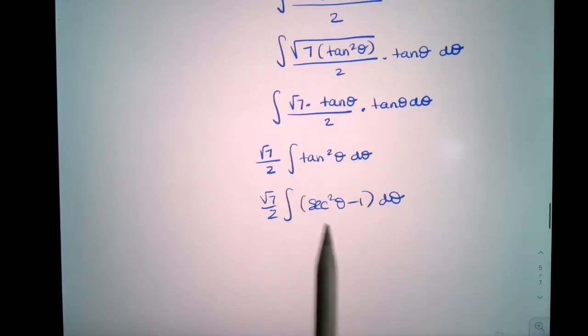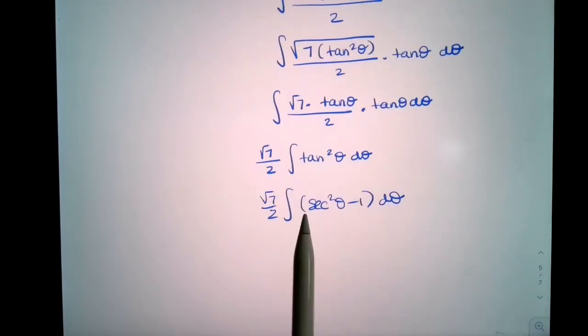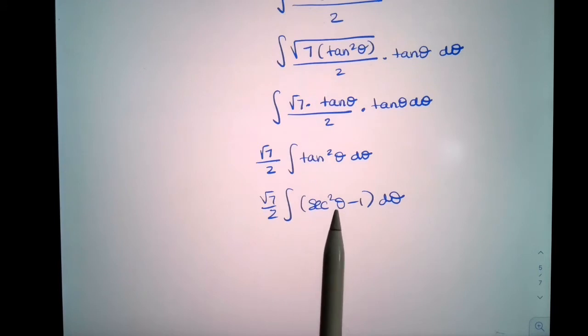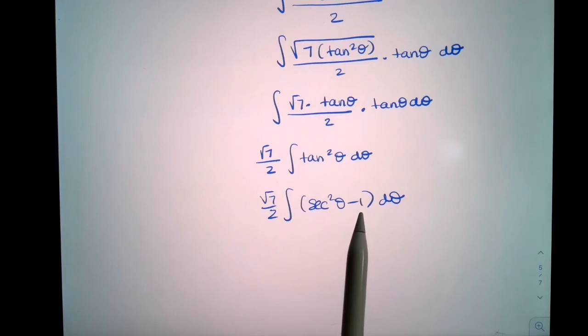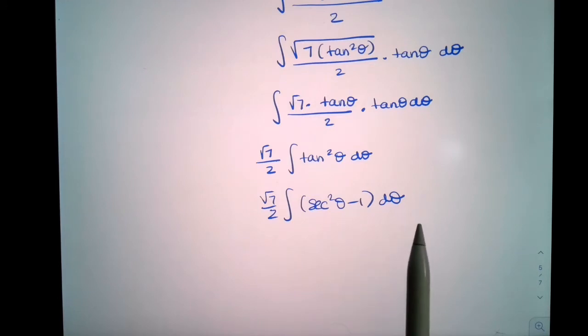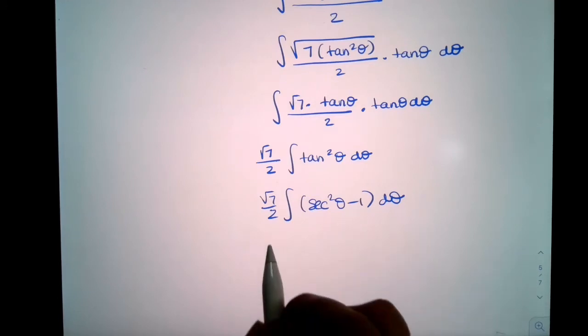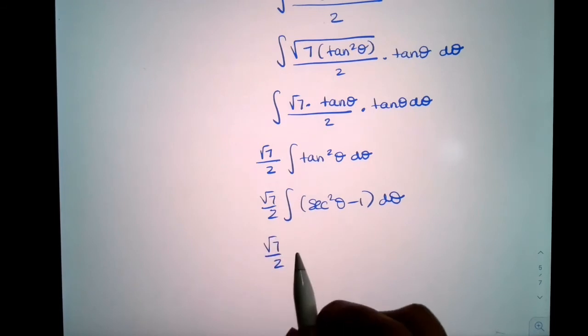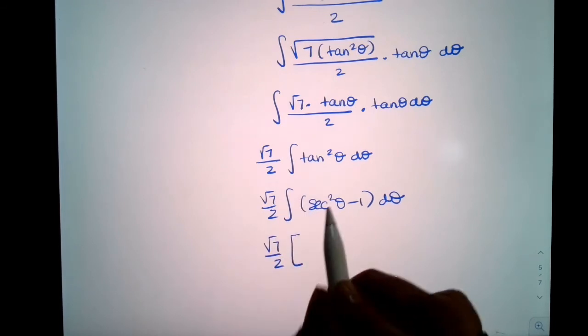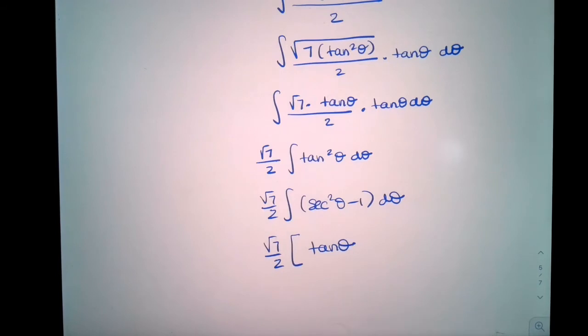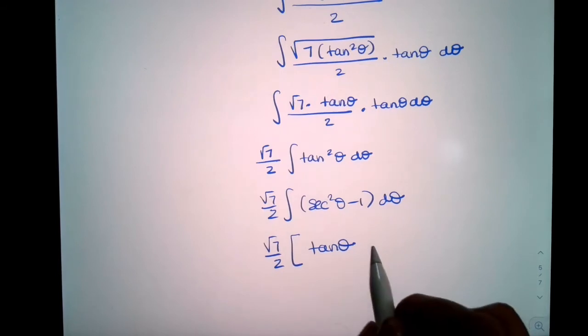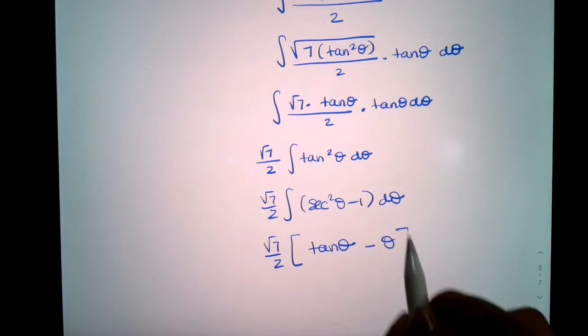Now, the reason I want it like this is because I know what the antiderivative of secant squared is, right? That's tangent. And I know what the antiderivative of 1 d theta is. That's just theta. So you're good. That's it. You can integrate term by term, right? So the integral of secant squared is tangent. That's a basic rule you have to know. The integral of 1 d theta is theta.